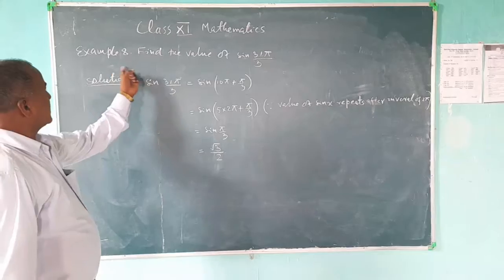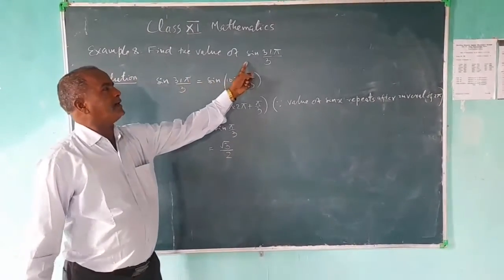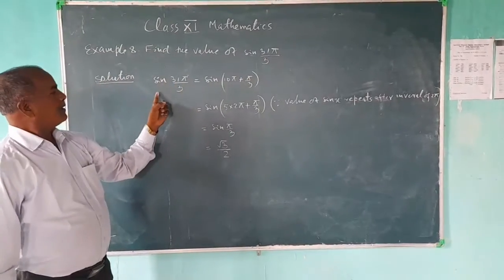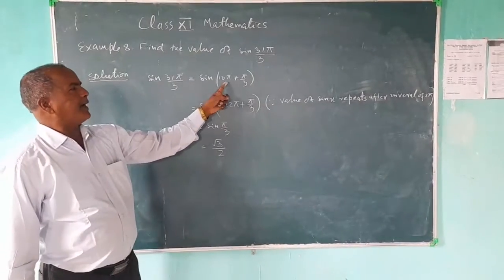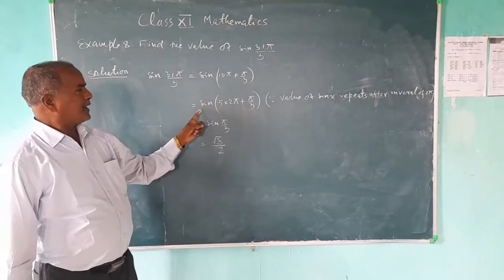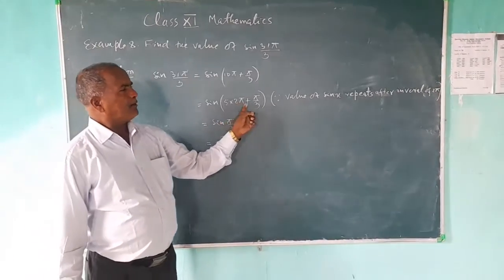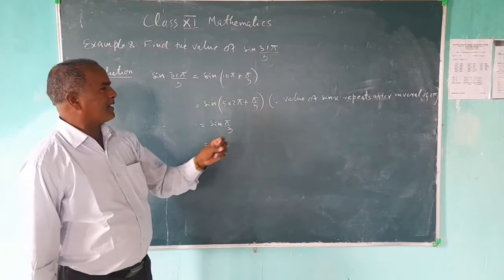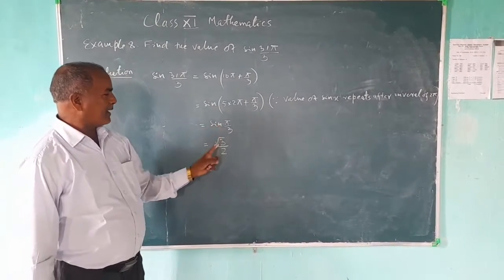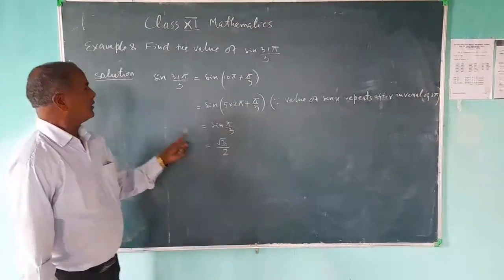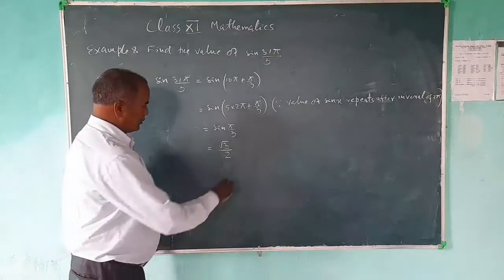So my dear students, in continuation to this, let us solve example 8, which is find the value of sin 31 pi by 3. Solution: sin 31 by 3 pi is equal to sin 10 pi plus pi by 3. So this can also be written as sin 5 into 2 pi plus pi by 3. Since the value of sin x repeats after an interval of 2 pi, we can write sin pi by 3. And the value of sin pi by 3 is equal to root 3 by 2. So its solution is sin 31 pi by 3 is equal to root 3 by 2. This is your answer.